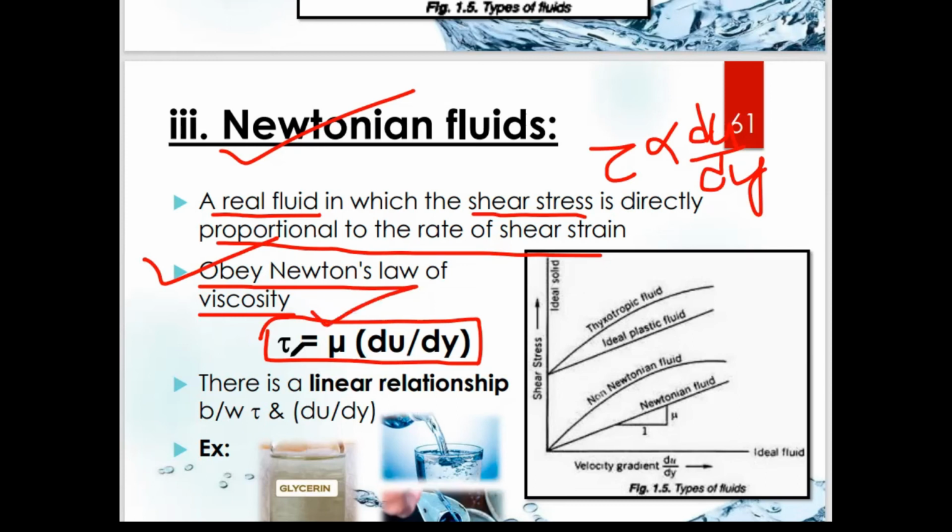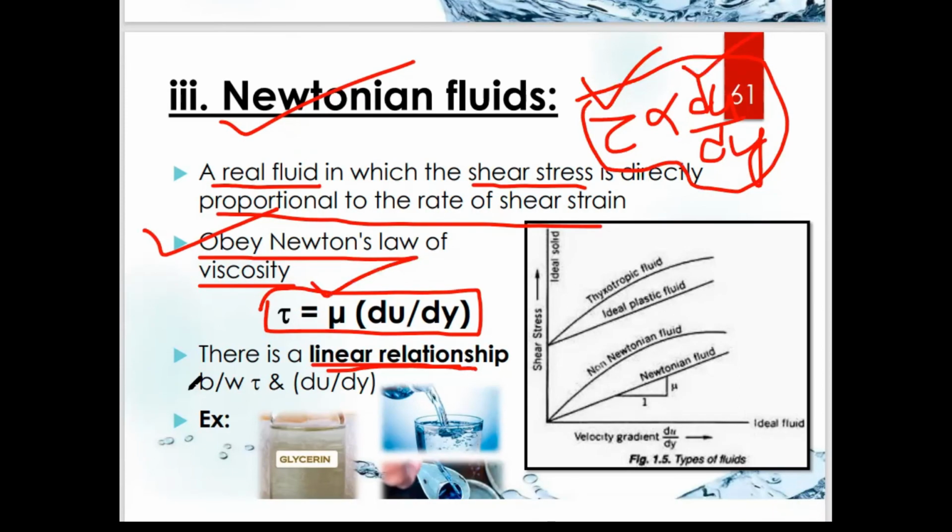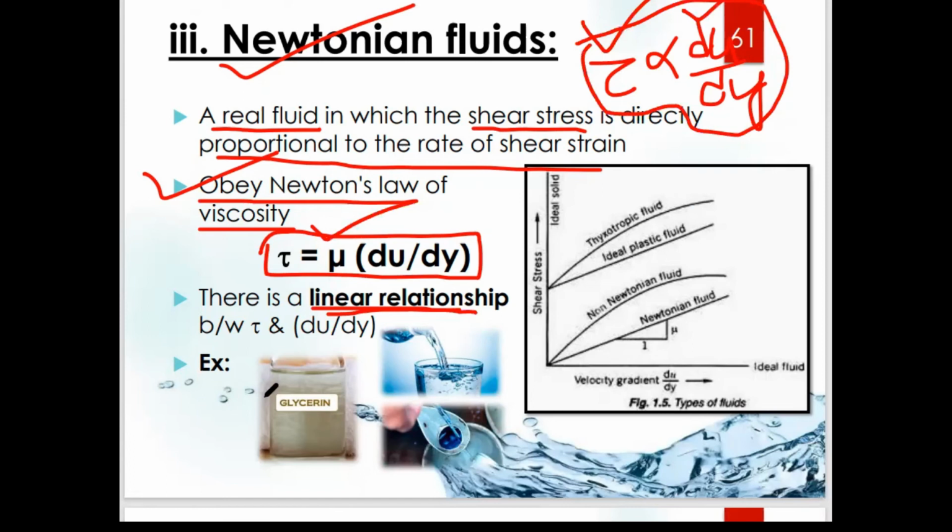Newton's law of viscosity is tau is equal to mu into du by dy. So there is a linear relationship, as the definition indicates, that is, shear stress is directly proportional to shear strain or velocity gradient. The examples for Newtonian fluids are glycerin, kerosene, and water.